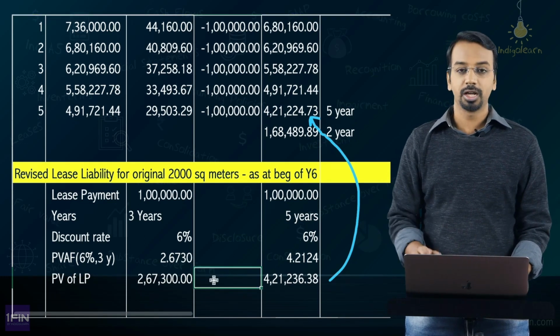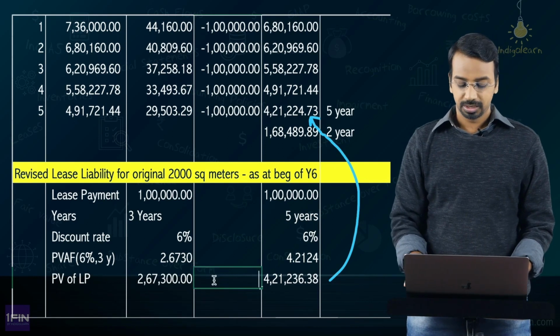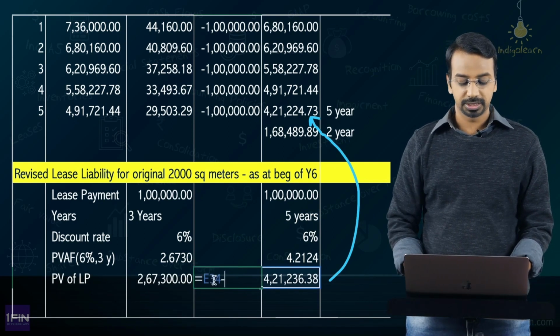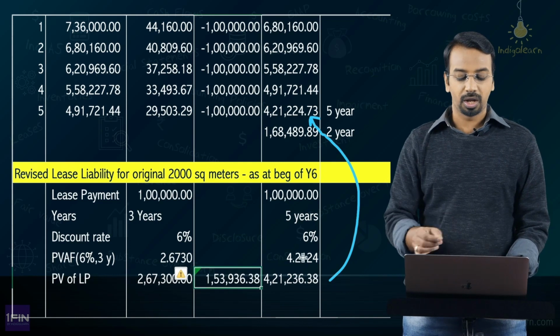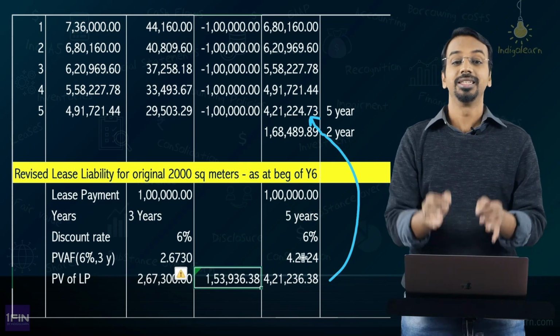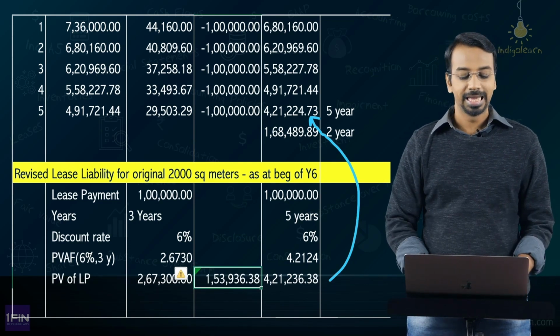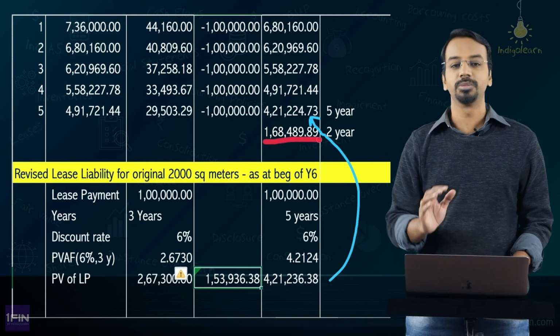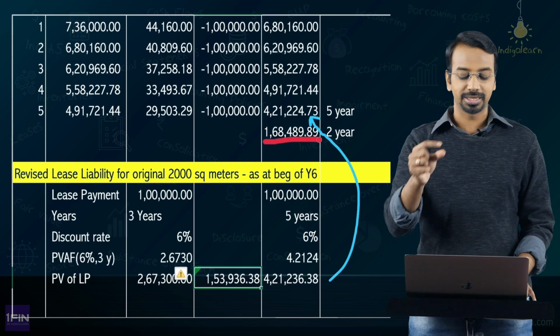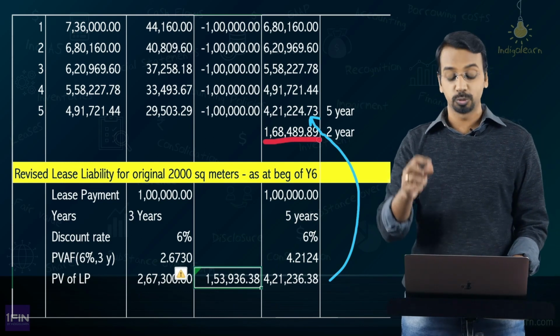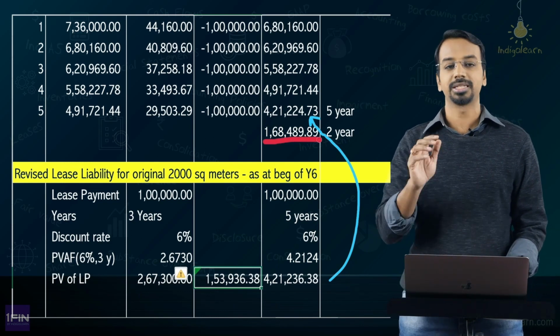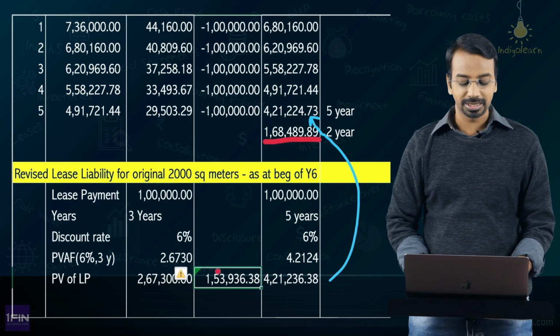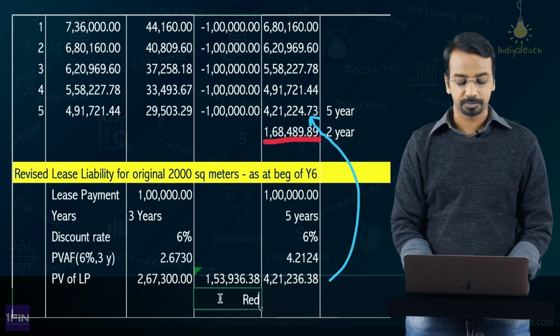Now here, what is the reduction? The reduction is 421,236 minus 267,300, which is 153,936. This is the reduction in lease liability and not this number that we had calculated. Okay, so don't make the mistake of saying that for a 5-year period the liability is 421,000, so for a 2-year period the reduction should be by 1,68,000. That should not be the case. This is the amount by which it is reduced. So this is the reduction.